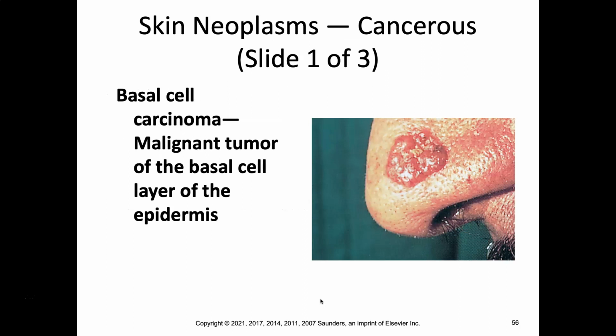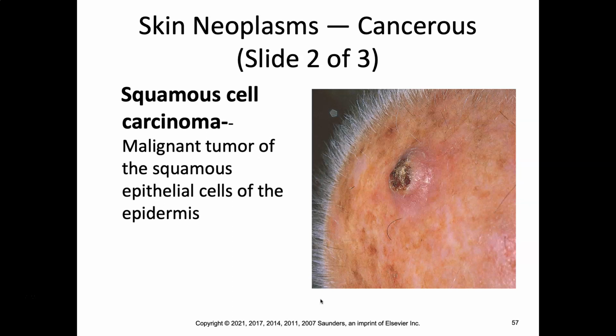Then looking at cancerous skin neoplasms, there's basal cell carcinoma. This is a malignant tumor of the basal cell of the epidermis layer. Okay. And then squamous cell carcinoma is a malignant tumor of the squamous epithelial cells of the epidermis.